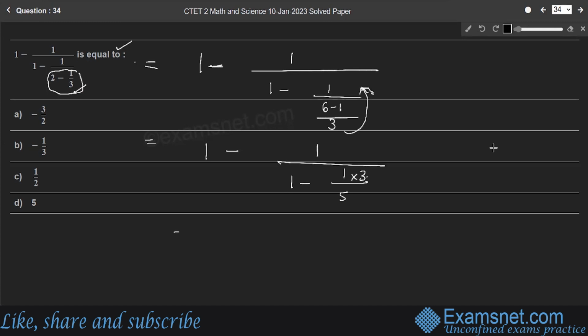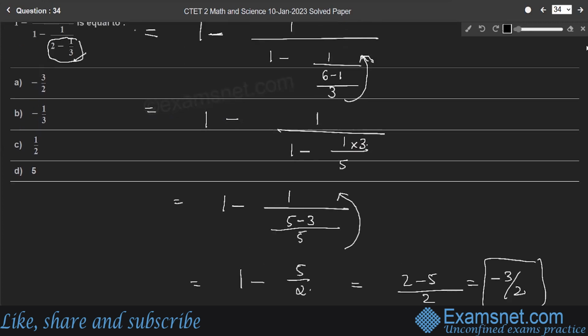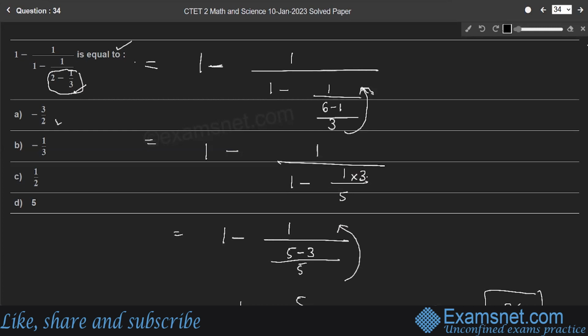Therefore, it becomes 1 minus 1 by 1 minus 3 by 5, in which 5 is the LCM. So the numerator becomes 5 minus 3, which is equal to 1 minus, and this 5 goes to the numerator, so it becomes 5 by 2. 1 minus 5 by 2, since 2 is the LCM, becomes 2 minus 5, which is equal to minus 3 by 2, right? So minus 3 by 2 is the final answer. Hence, option A is the right answer.